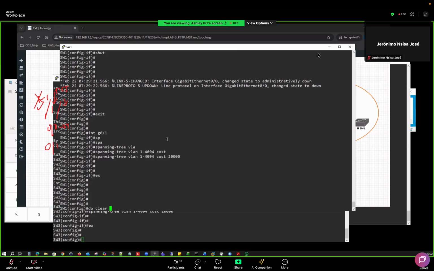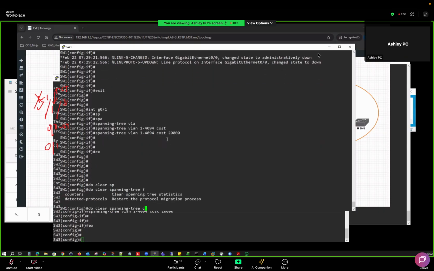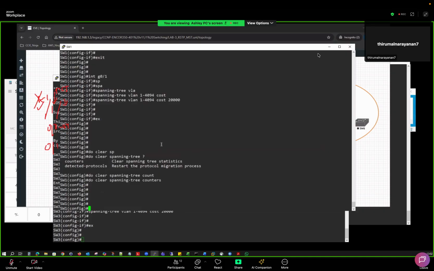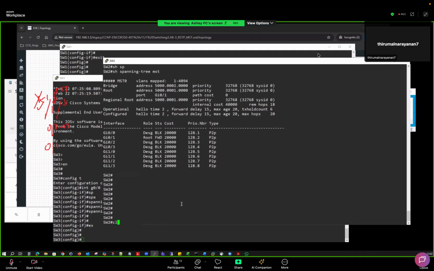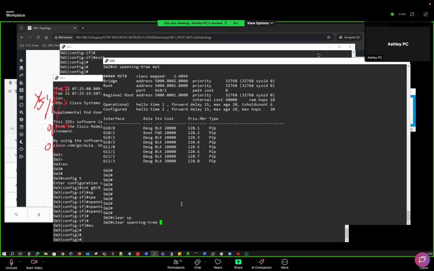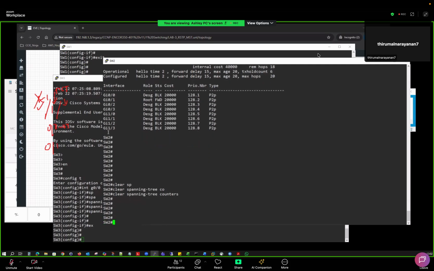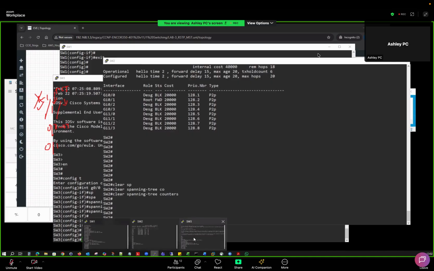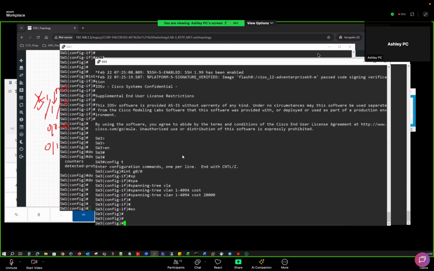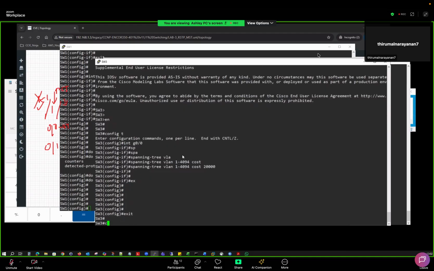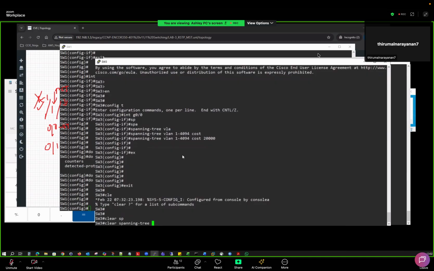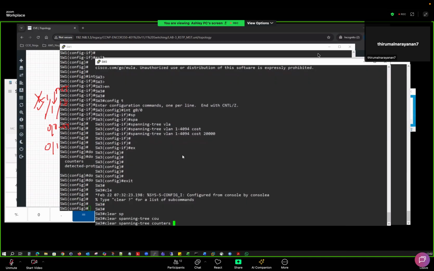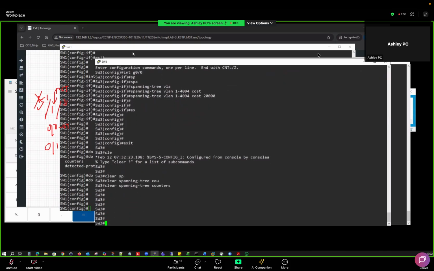Yes, sir. Do clear spanning tree. We are going to clear that counter. Now we are into that switch 2. The switch 2, man. Clear spanning tree counter. Switch 3. It is just a matter of the command and all, but the concept we have is right over there. Clear spanning tree counter. Now we are going to see that in the switch 2.